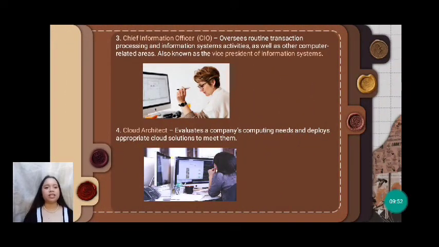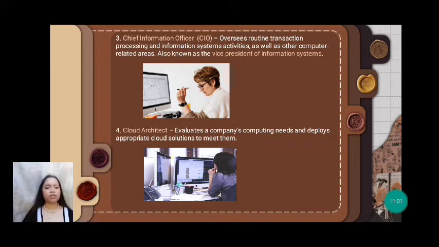Boom. So here is the third one, Chief Information Officer, or the CIO. The CIO oversees routine transaction processing and information systems activities, as well as other computer-related areas, also known as the Vice President of Information Systems. So the Chief Information Officer is the one who's responsible for the management, implementation, and usability of information and computer technologies, because we all know that technology is increasing and reshaping industries globally, and the role of the CIO has increased in popularity and importance. So yeah, that's the work of Chief Information Officer.